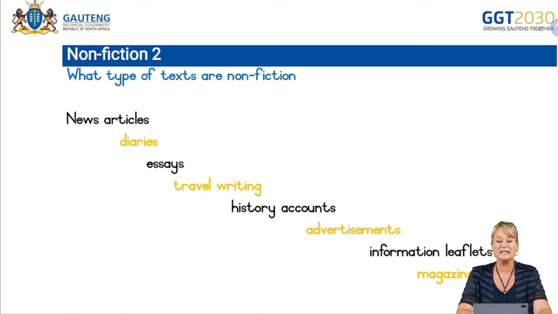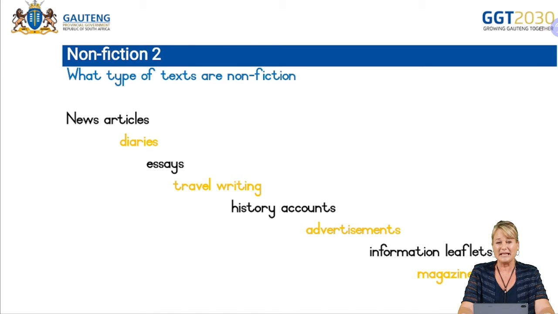Let's have a look at what type of texts are non-fiction. It doesn't have to only be books. We also get news articles. So if you see somebody reading the newspaper, you can say, that's non-fiction. What about diaries? Some people write in a diary every day or every evening, and they say what happened in their day and what their feelings are.